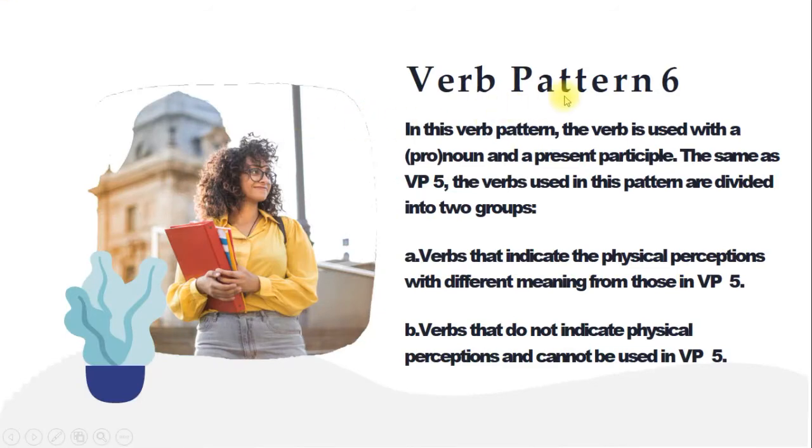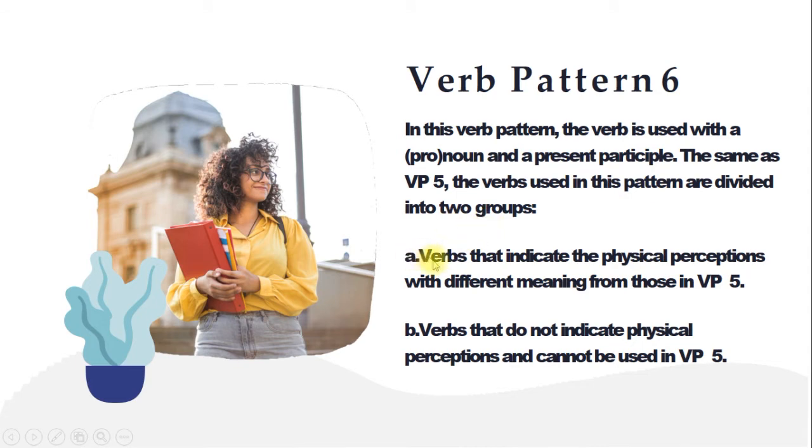Verb pattern 6. In verb pattern 6, the verb is used with a noun or pronoun and a present participle. So it is different from verb pattern 5, where the pattern used a bare infinitive. Here we use a present participle, or we also call it the ing form. The same as verb pattern 5, the verbs used in this pattern are divided into two groups.